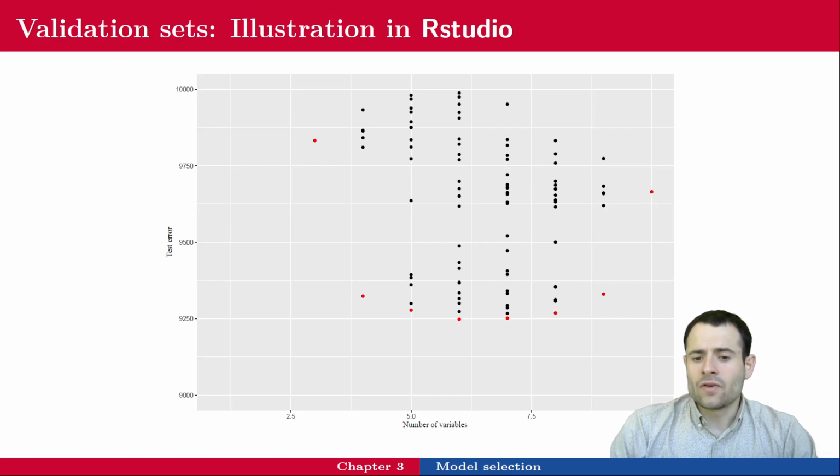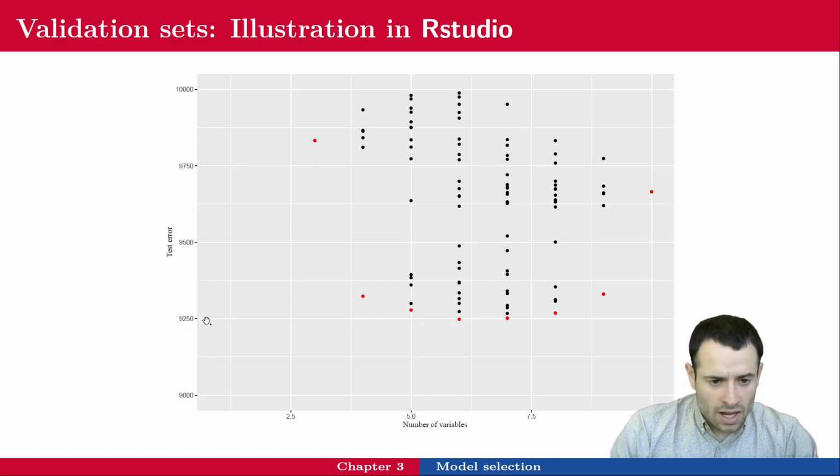Finally, I want to find the lowest point. I want to find the lowest test error. So here, I highlighted in red the best model in each category. This point here is the best model with 5 variables. The test error is something like 9,300 or something.